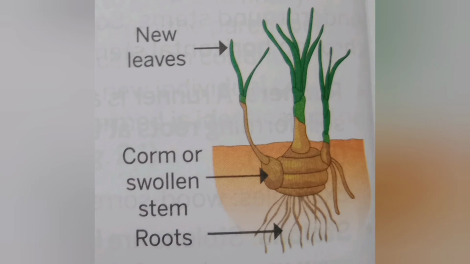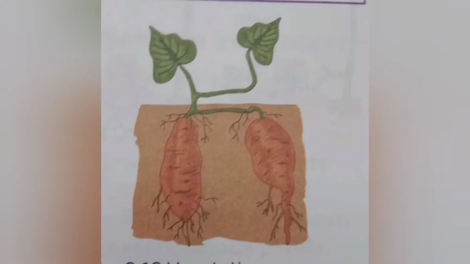Next comes corm. Corms are swollen stems. They bear buds on the axil of the scaly leaves which grow into new plants. As you can see in the picture, it is a corm which gives a new part and it grows into a new plant. Next we will read about vegetative propagation through roots.